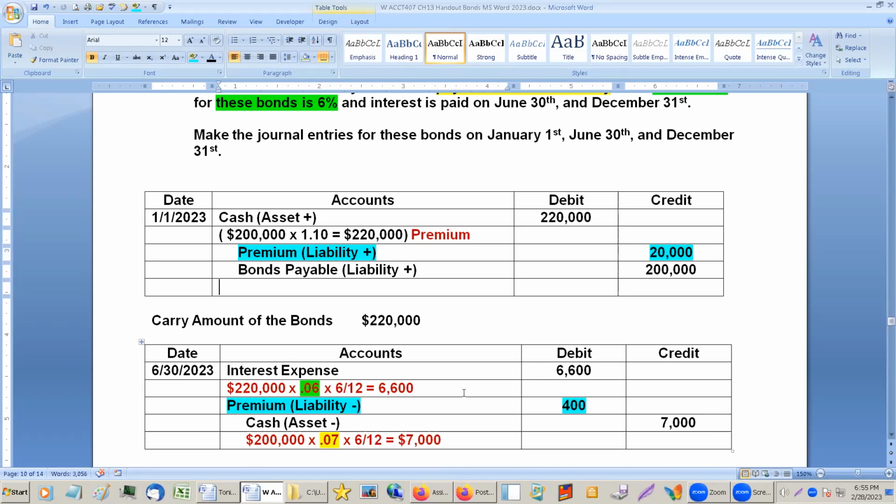So the entire 20,000 liability. As we pay it, we're paying off more than what they're asking for. So this is what we're paying off. This is what they're asking for.